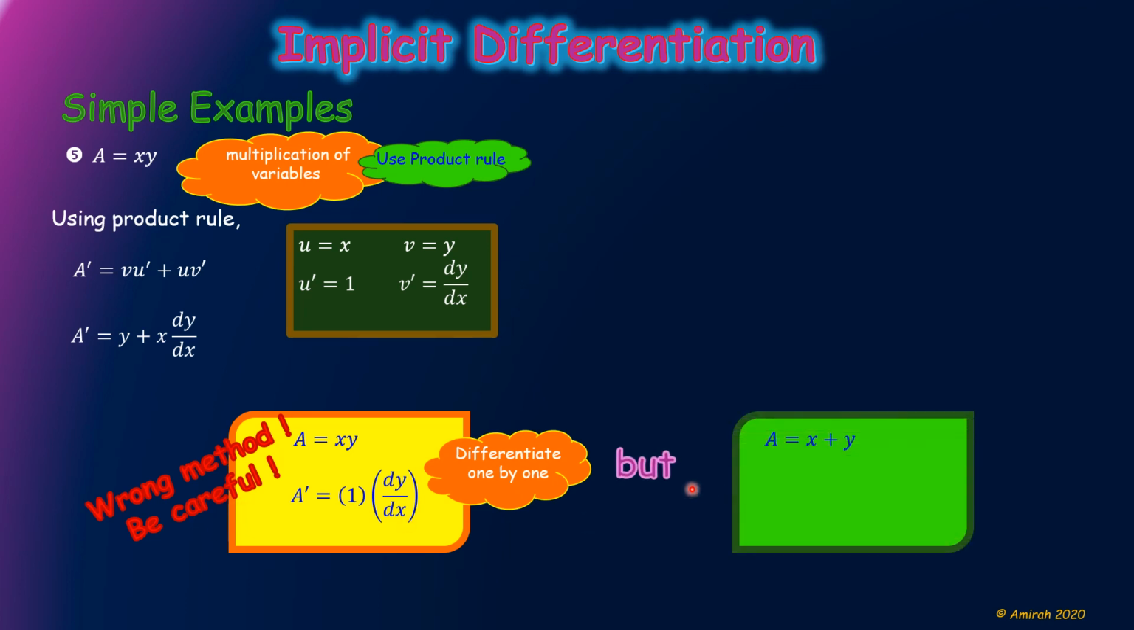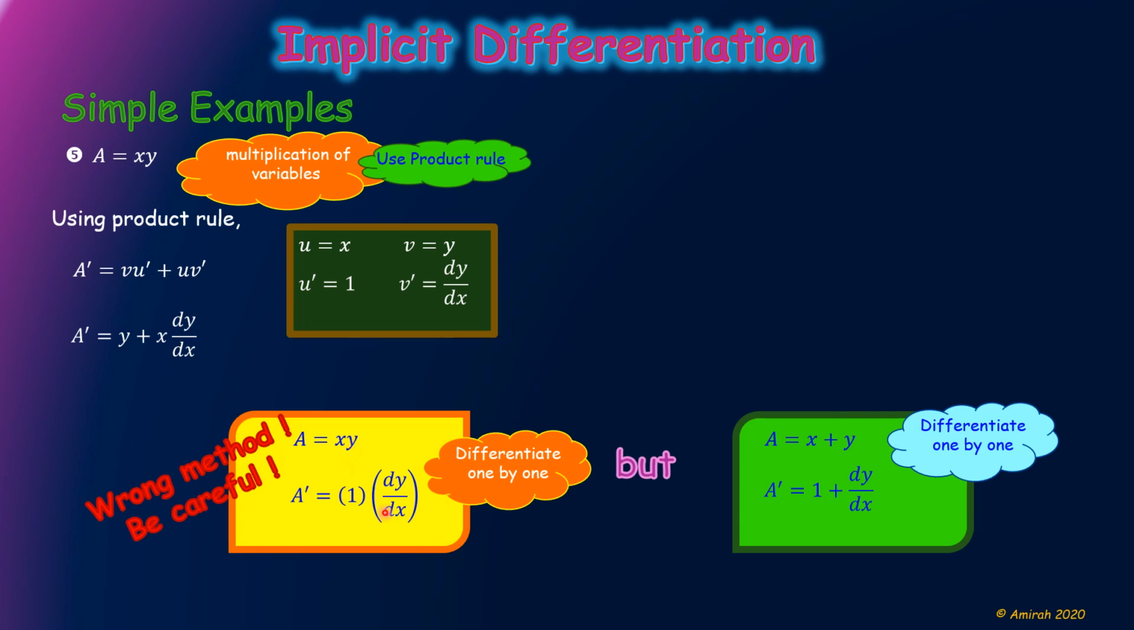But let's say we have a equals x plus y. In between now is plus. Just now, in between was a multiplication operation. Now in between is a plus sign, so in this case we can differentiate one by one. We differentiate x, which equals 1, and then plus we differentiate y, which equals dy over dx. We can differentiate one by one if in between is a plus or minus sign, because we use the sum and difference rule. But when in between is a multiplication operation, we cannot differentiate one by one.